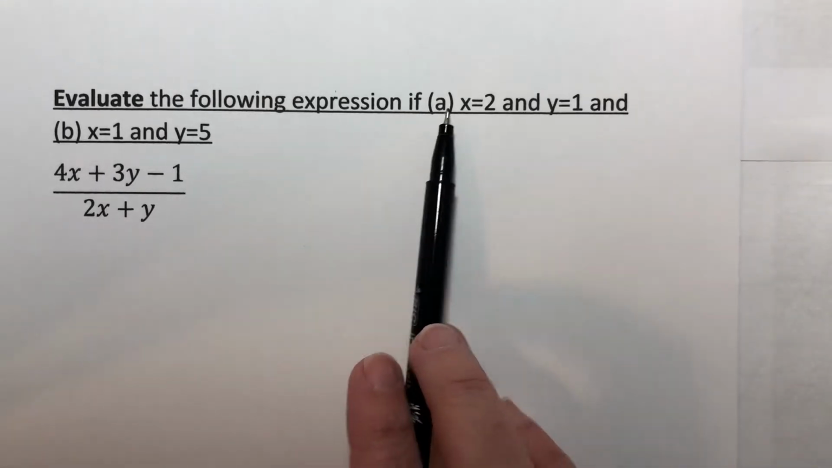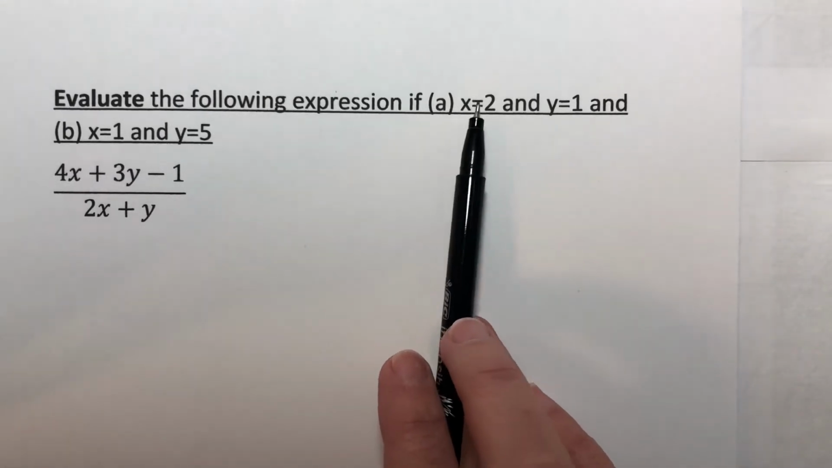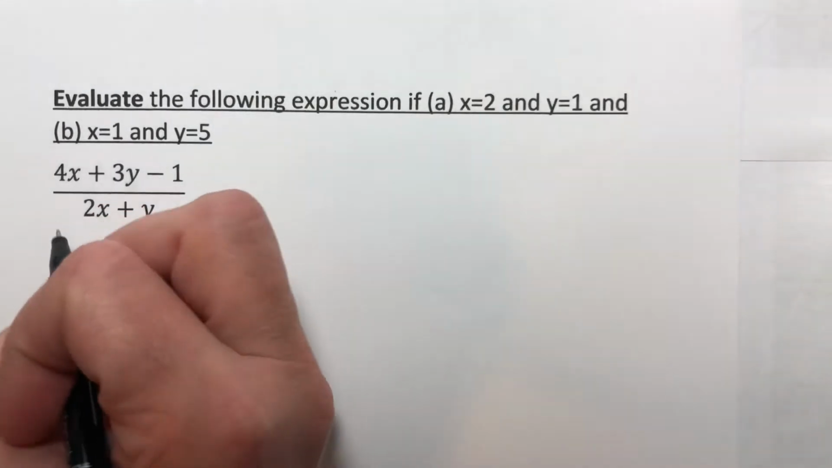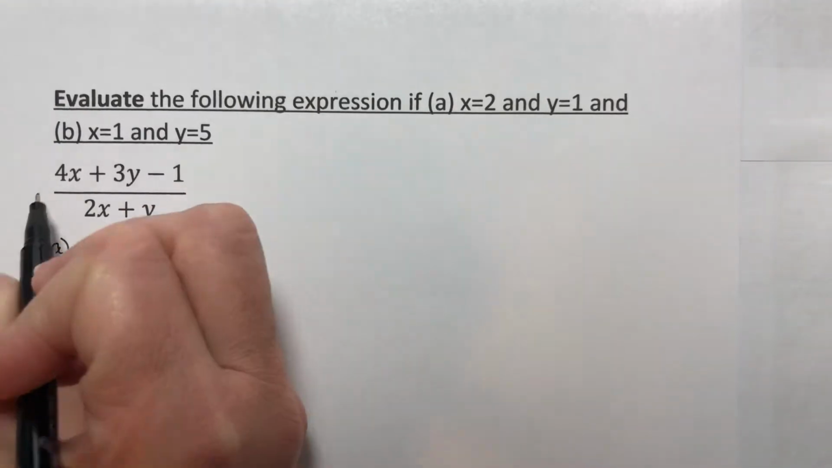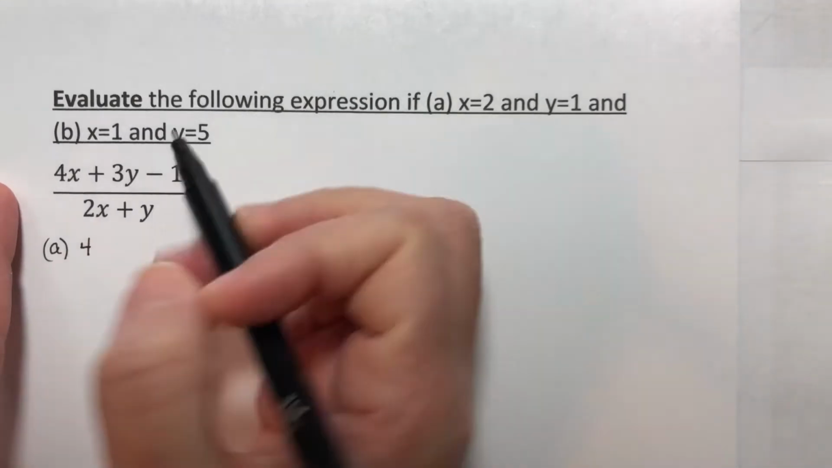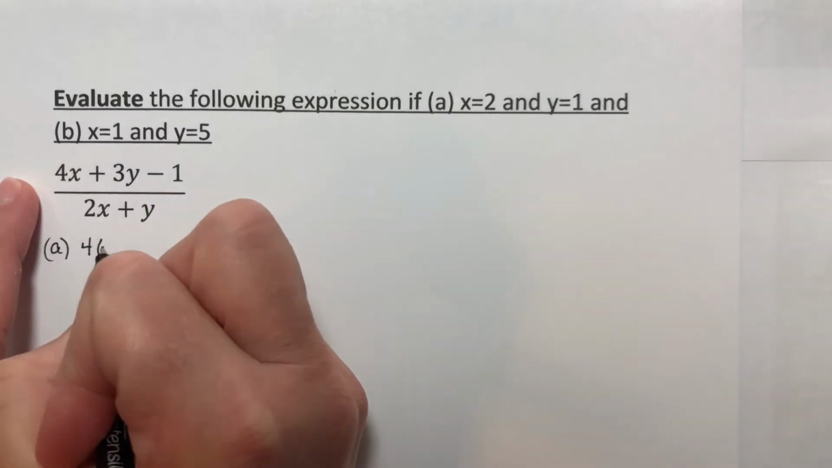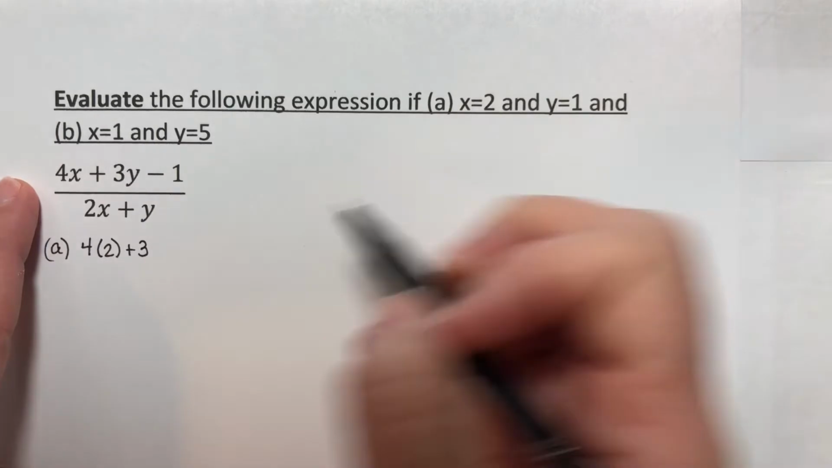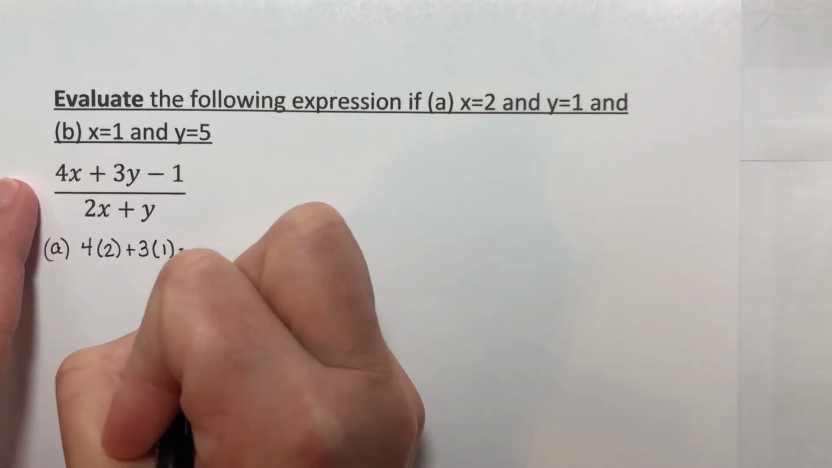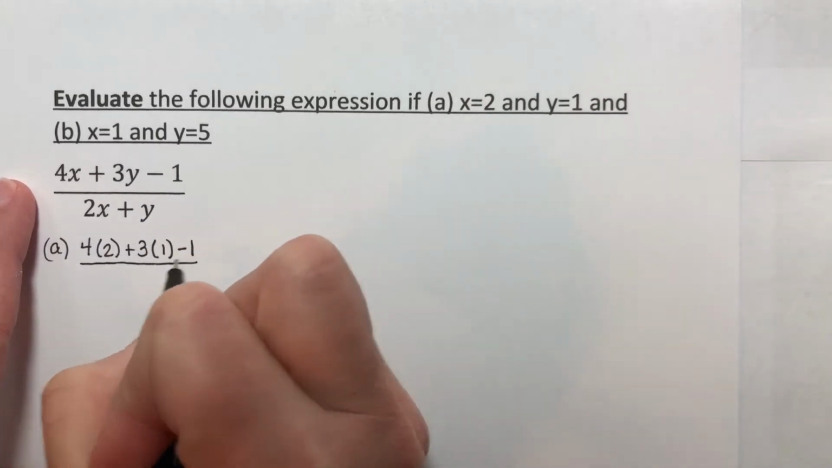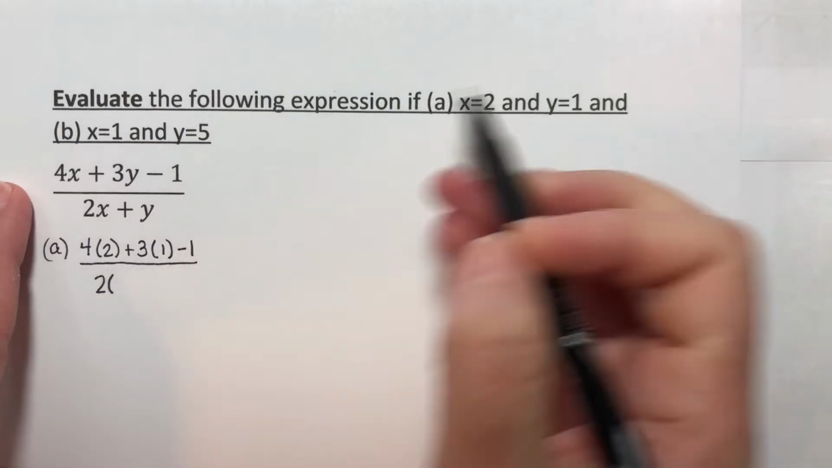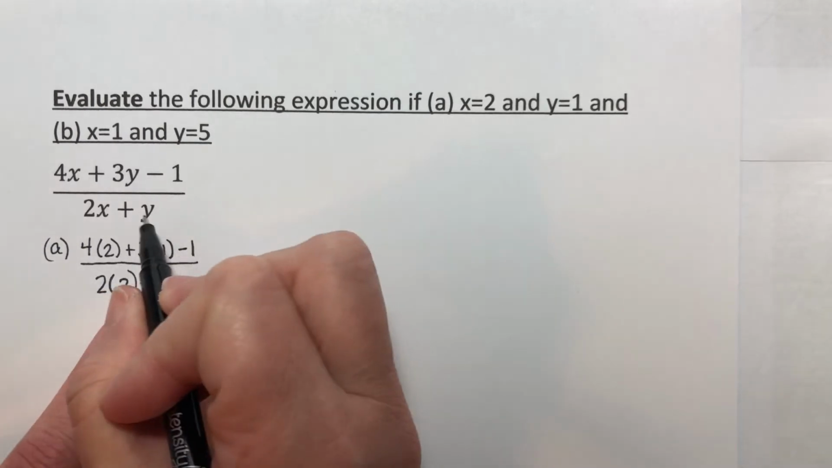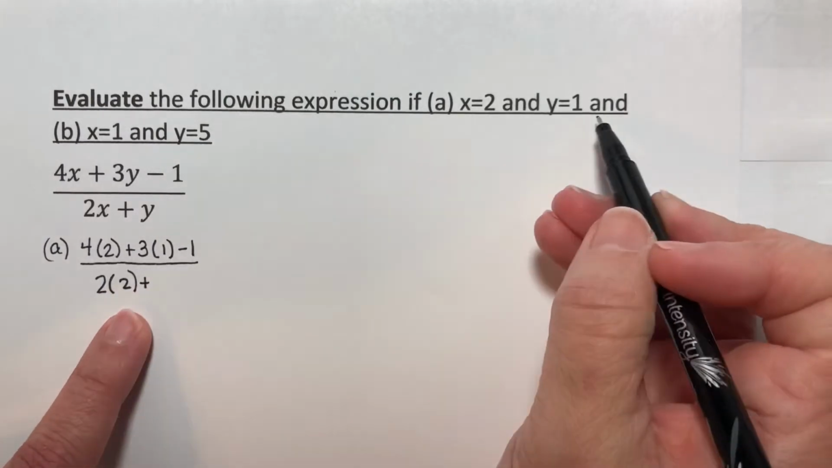So what we have to do is plug in these values. It's making sure that we plug in the 2 where the x's are and the 1 where the y's are. So part A. This is 4 times x. X is 2, so 4 times 2, plus 3 times y. Y is 1, minus 1, over 2 times x. X is 2, plus 1y, you don't have to write the 1 in there if you don't want to, and y is 1.